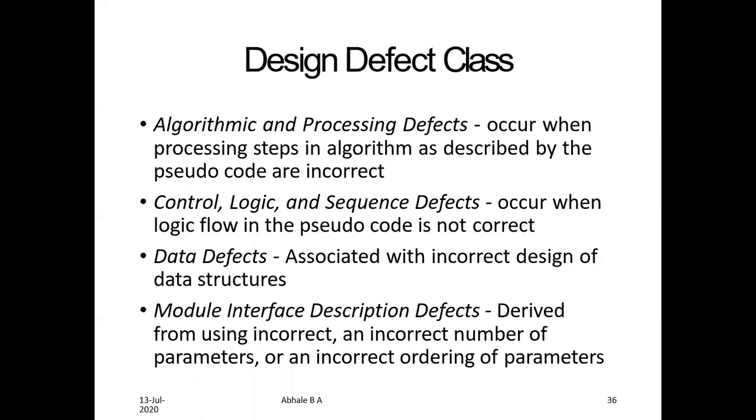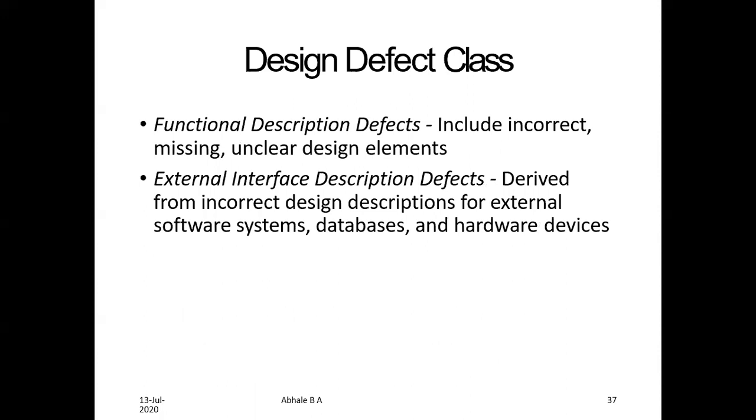Proper sequence should be specified, which will occur in your code. Then data defect is associated with incorrect design of data structure. So if the data structure is not properly specified, it will lead to the defect. Module interface description defects are derived from using an incorrect number of parameters or incorrect ordering of parameters. So that will lead to the module interface description defect. These are regarding parameters, incorrect parameters. Then functional description defects, which will include incorrect, missing, or unclear design elements. Functional description defects will occur because of unclear design elements.